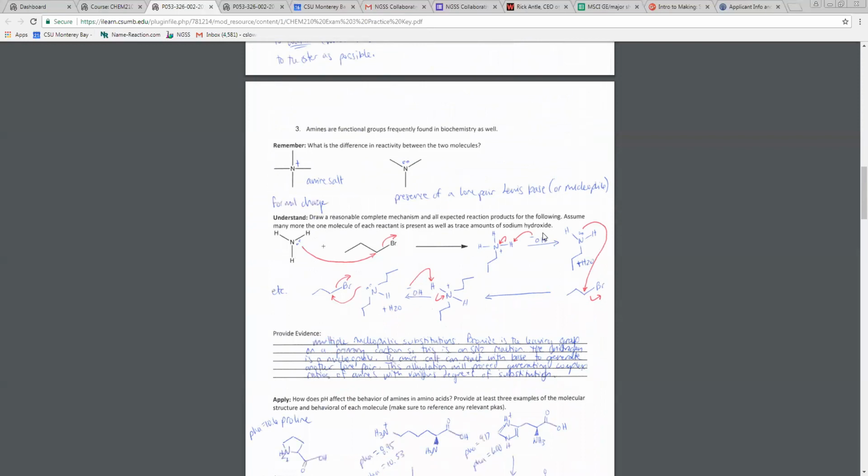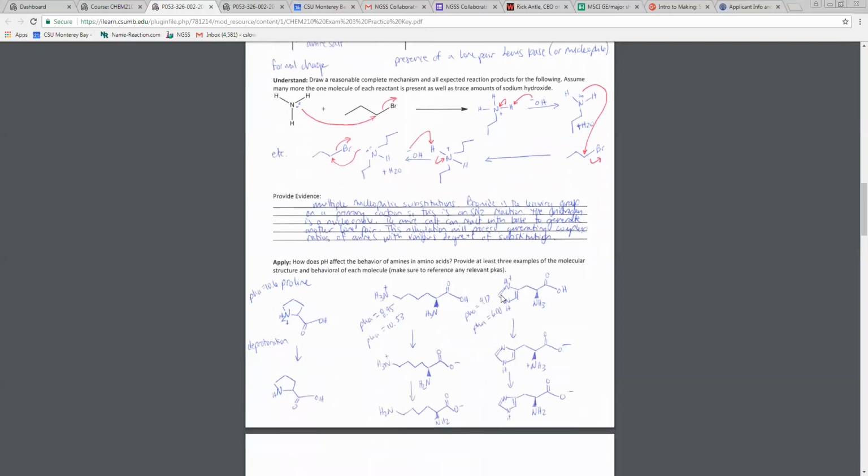I'm able to create an amine lone pair by having my base subtract that proton. And then, of course, if I have that lone pair, I can go through nucleophilic attack again. And I do that until my nitrogen is completely substituted with alkyl groups.